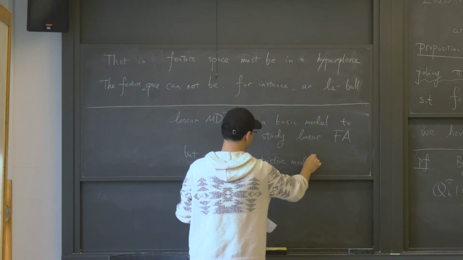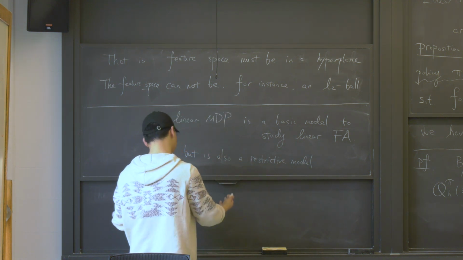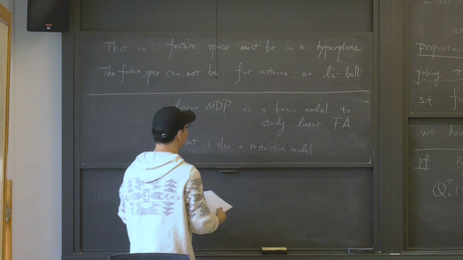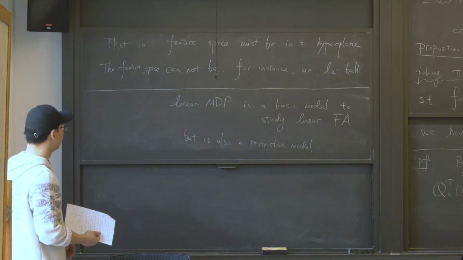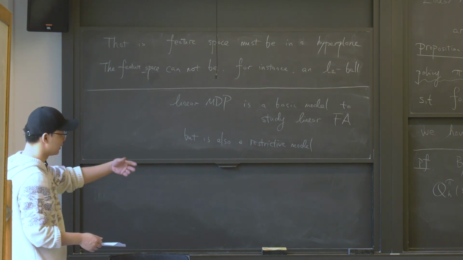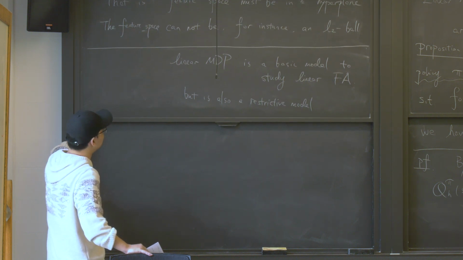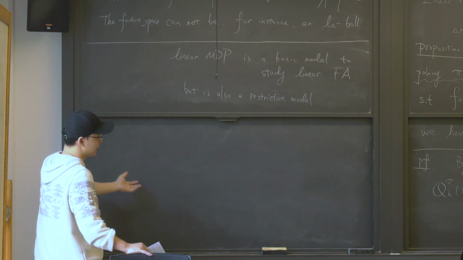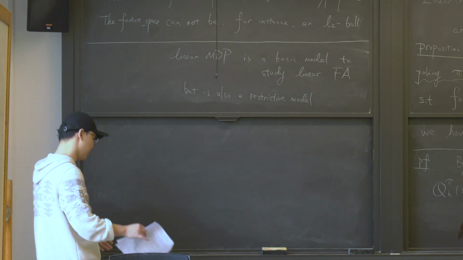It's a restrictive model in the sense that the assumption is very strong and puts a lot of unwanted structure. For example, in a lot of practical scenarios, a feature space that is an L2 ball feels very normal. But basically, once you assume the transition is linear, you cannot allow any L2 ball feature space, just because it violates the linear transition assumption.